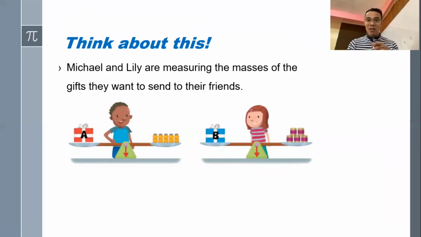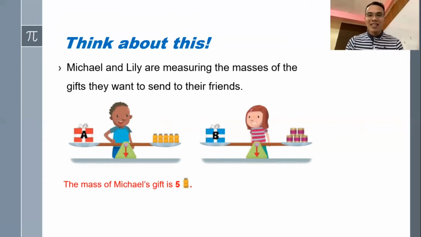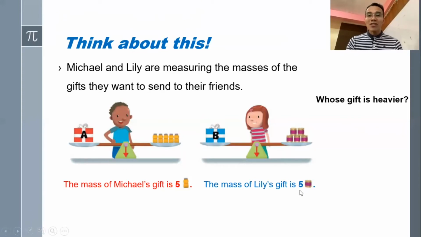Okay, now let's go back to the picture. The mass of Michael's gift is 5 of these objects. These are bottles, actually. Or we can say the mass of Michael's gift is the same as the mass of 5 of these objects. The mass of Lily's gift is the same as 5 of these objects.